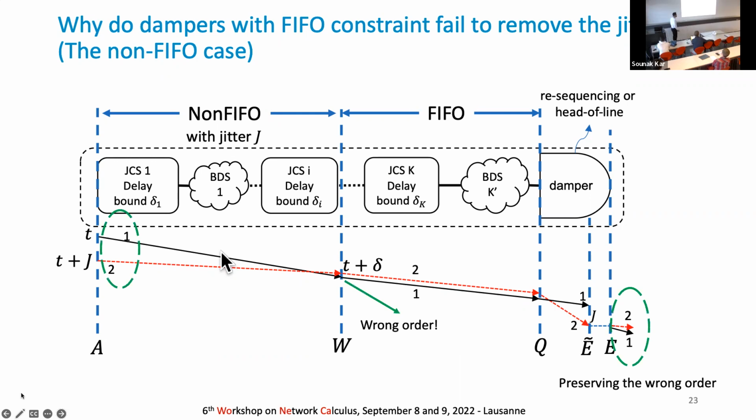There is also another thing. The order of the packets here is like that: we have the first packet and the second packet. There is a wrong order here after the non-FIFO part. And then we see that the damper was supposed to preserve the order, but it preserved the wrong order of the packets. So it is not even helping here. It delays the packets, but even with the wrong order.